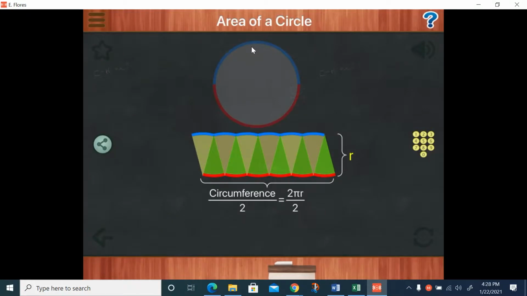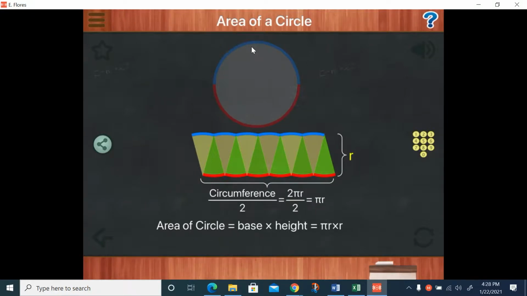So we're taking half of the circumference, which is pi times R, and then multiplying it by the height, which is radius again. So pi times radius is your base, times radius is your height. To find the full area of this parallelogram, you would say pi times radius times radius, or a better way to write that is pi r squared. That's how you're going to see it on the formulas, pi r squared.